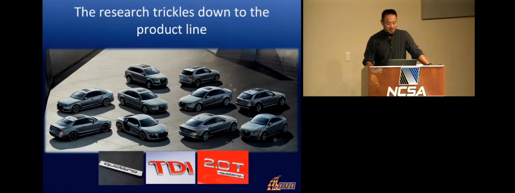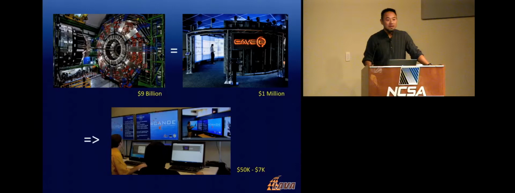So for computer scientists, that's what CAVE-2s are like to us. For computer scientists, the $9 billion LHC, well, our $1 million CAVE is exactly that. It's an instrument so that we can really see far into the future and invent things that will someday become as cheap as the cyber canoes, at $50,000 to $7,000.